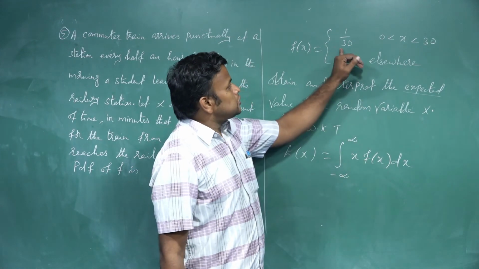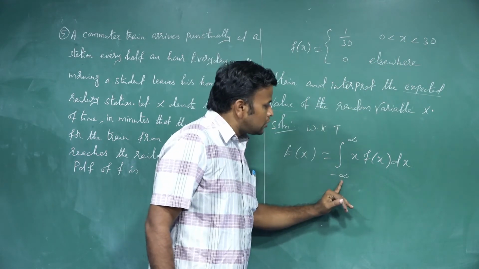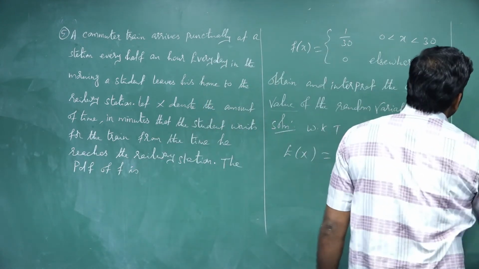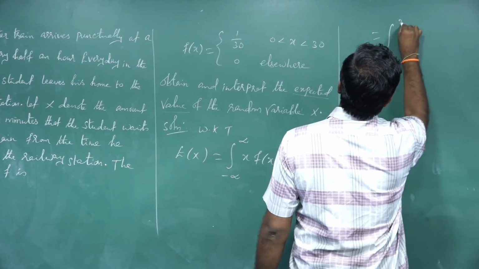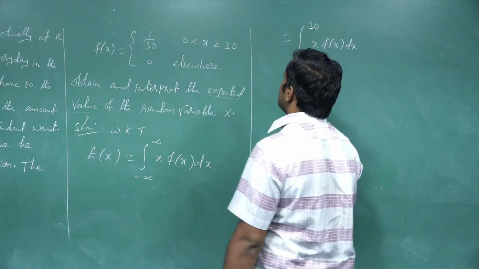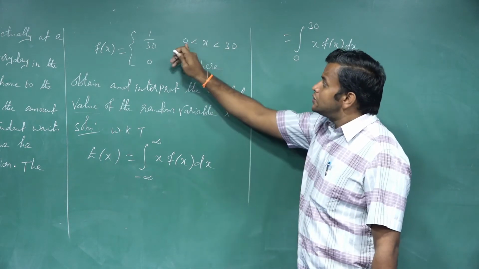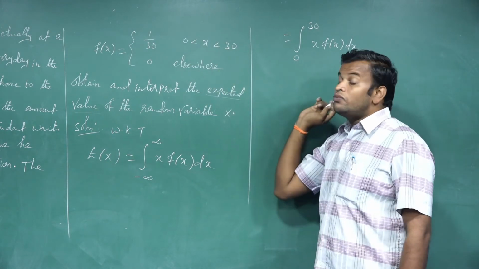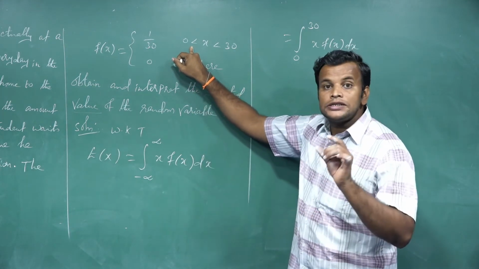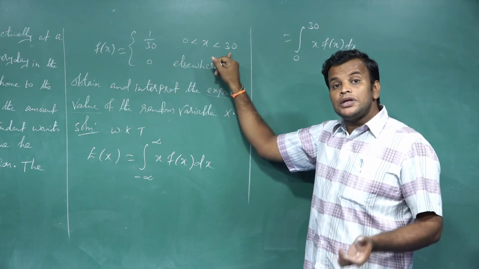But f of x is possible only in the interval 0 to 30. So how do we change the given limits, minus infinity to plus infinity? The integral becomes 0 to 30 x into f of x dx. Why do I write 0 to 30 here? In this interval only f of x is possible. Sir, actually it is 0 less than x less than 30, so how does 0 come? We already said that for a continuous random variable, less than is the same as less than or equal to. The X value may be 0 also, and less than 30 means the value of x may be 30 also.